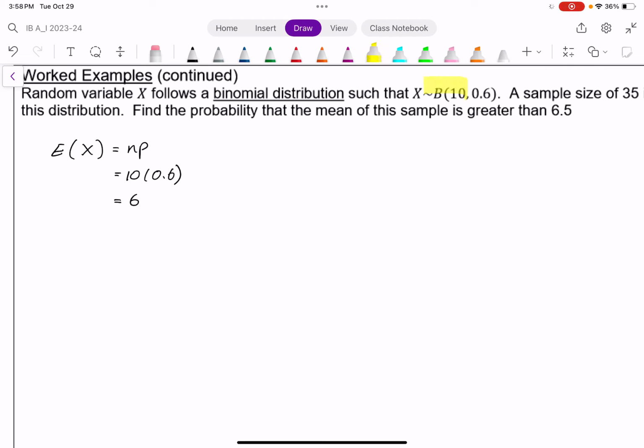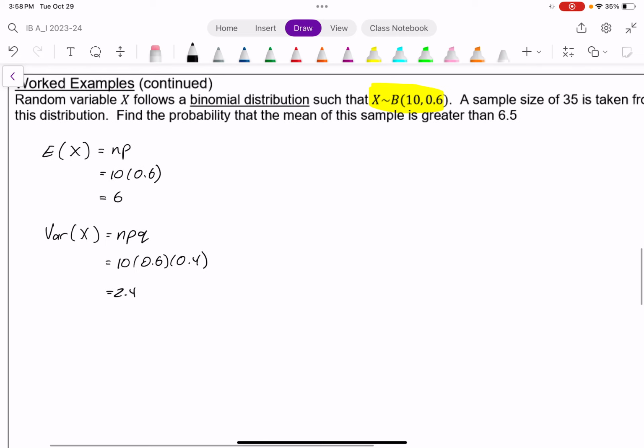So whatever this distribution is, there's an expected value of 6. There are 10 trials, with a 60% chance of success each time. We would expect there to be 6 successes in those 10 trials. Variance, you may recall, or you probably forgot, is n times p times q, where q is the probability of failure. So in this case, 10 times 0.6 times 0.4, in which case we get 2.4. That's the variance of the binomial.